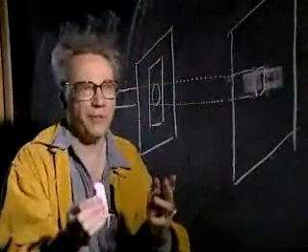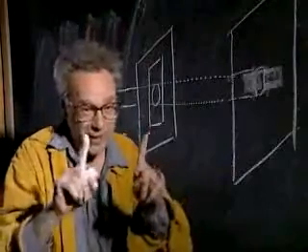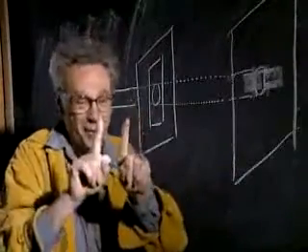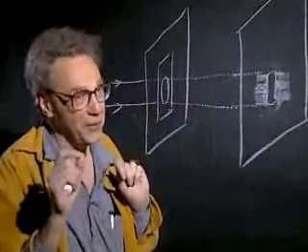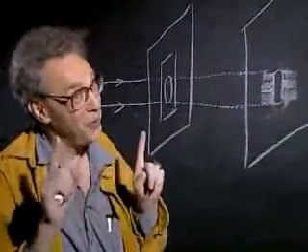Extremely non-intuitive. Because what am I doing? I'm making the slit narrower and narrower. And what do you see ultimately? That the beam horizontally becomes wider and wider. Now that is very non-intuitive, but it's the way the world works.